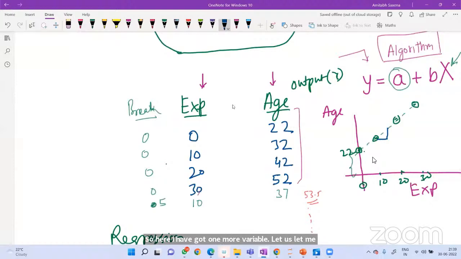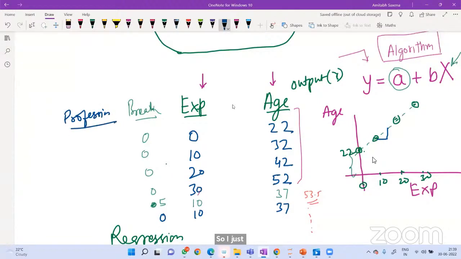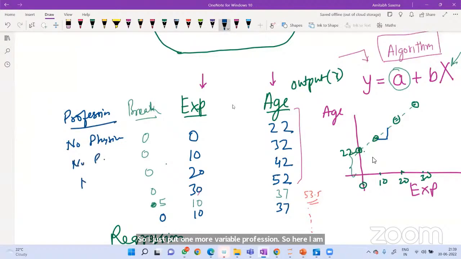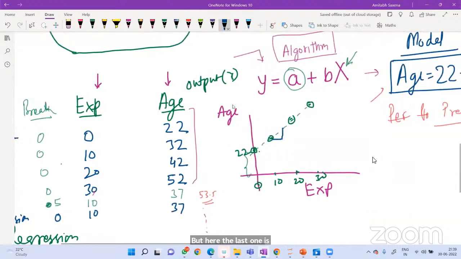Let me include one more. One person, let's say no break, 10 years of experience. I predict the age as 32 and this person says, no, I'm 37. Then I investigate further and this person is a physician, because physicians generally have zero experience till the age of 27. So I put one more variable, profession. Here, not a physician, not a physician, not a physician, but the last one is a physician.